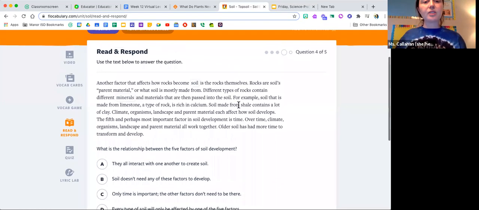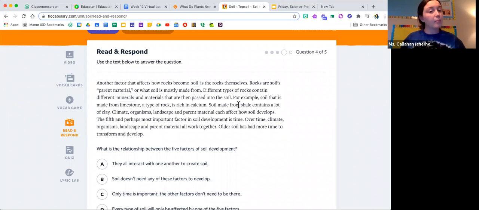So it says another factor that affects how rocks become soil is the rocks themselves. Rocks are soil's parent material, or what soil is mostly made from. Different types of rocks contain different materials, and materials that are often passed into the soil. For example, a soil that is made of limestone, which is a type of rock, is rich in calcium. Soil that is made from shale contains a lot of clay. Climate, organisms, landscape, and parent material each affect how soil develops.